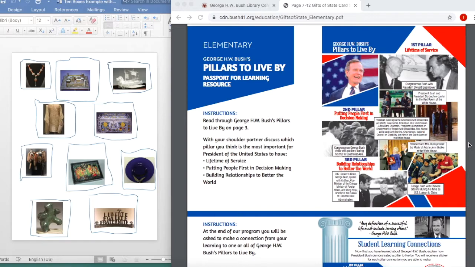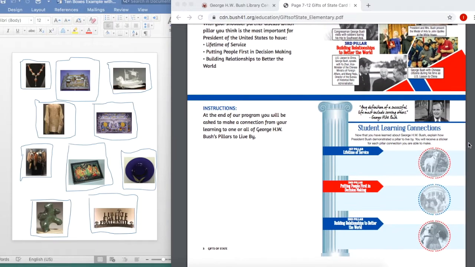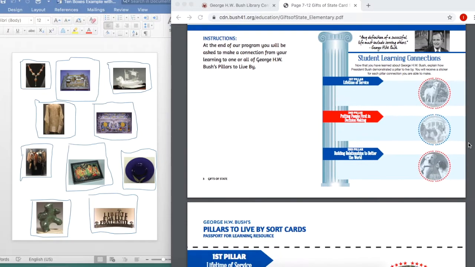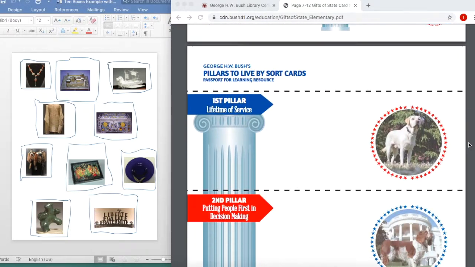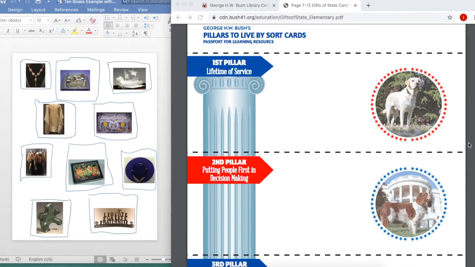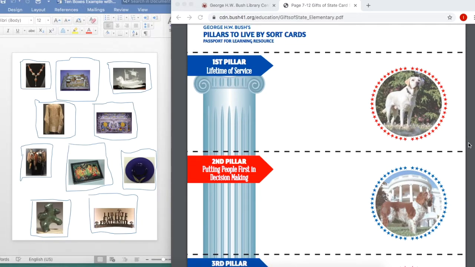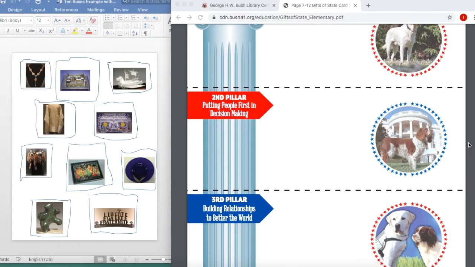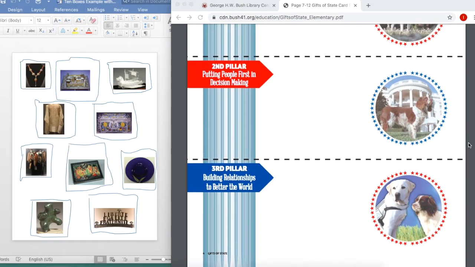Page 3 is a series of visual and written examples of the Pillars to Live By. Page 4 is the student activity, where you can use page 3 as research material, or you may create examples from your own life. All of this may be done on a separate piece of paper.